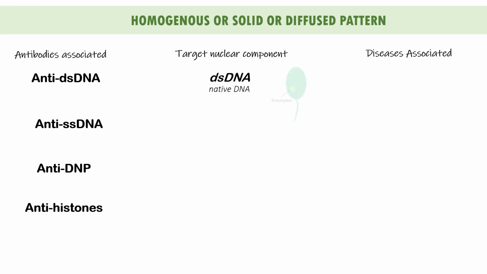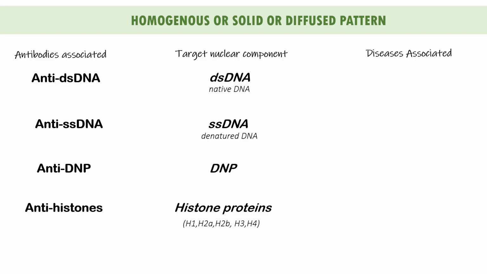Next, for anti-ssDNA, of course, it targets your single-stranded DNA, also known as the denatured DNA. For anti-DNP, it targets your DNP or the deoxyribonucleoproteins. These are again the DNA bound to nuclear proteins, an example of which is your nucleosomes. And lastly, we have the antihistones that target, of course, the histone proteins, which may include one of the following: the H1, H2A, H2B, H3, or H4 histone core proteins.